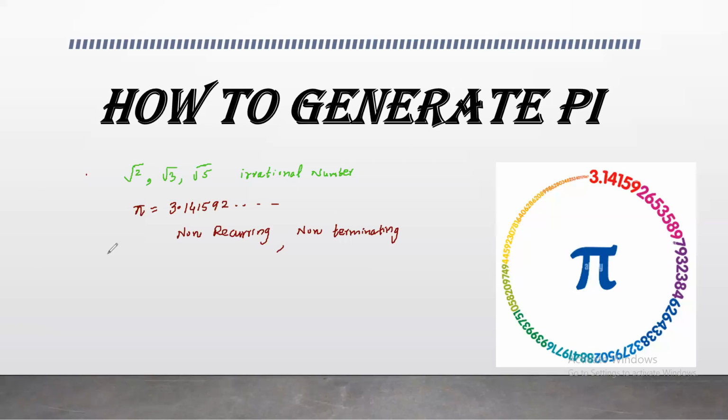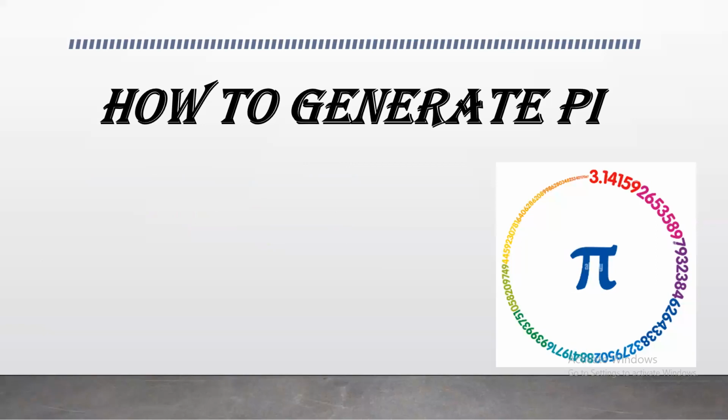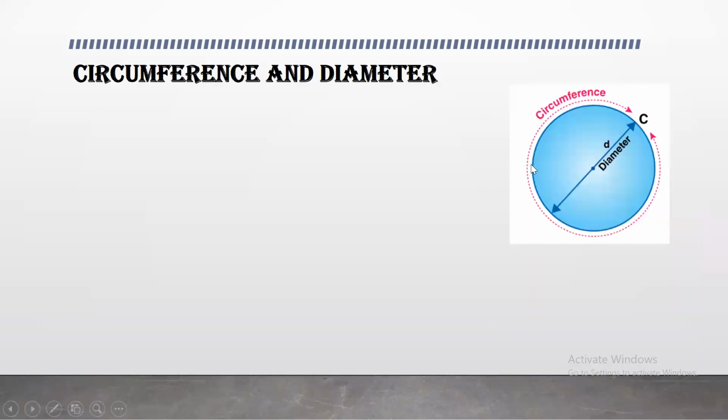We will discuss in detail later, and we move on to how to generate pi. I hope you all know how to draw a circle. Basically, how do we define a circle? A set of points which is equidistant from a fixed point, and that fixed point is called the center of a circle. Like here you can see that this is the center of a circle.